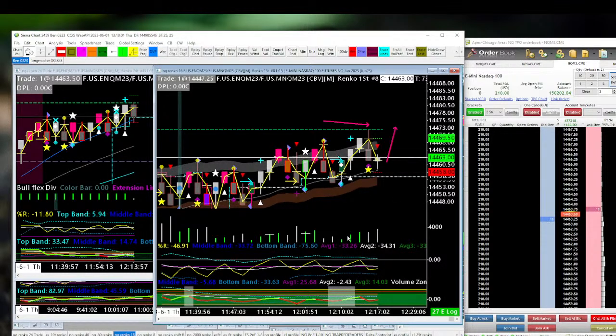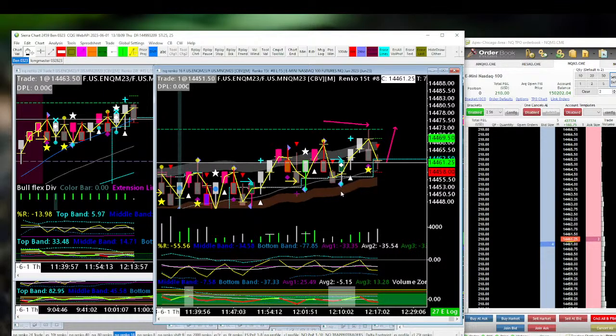And it's not wrong to enter here. You just have to make sure you put your stop down here fast, because it can happen very quick.